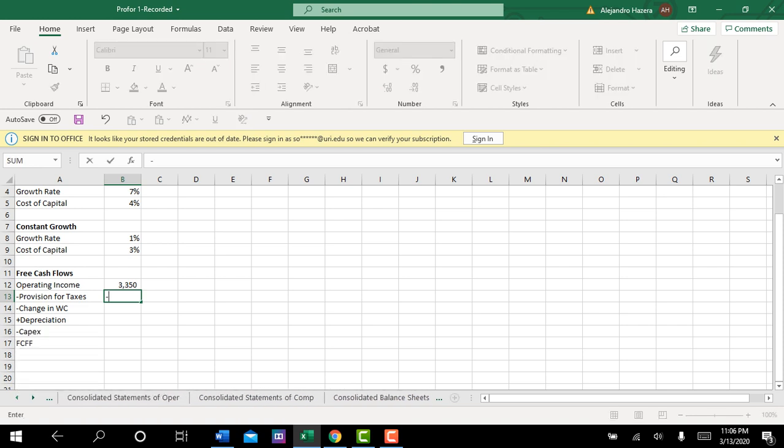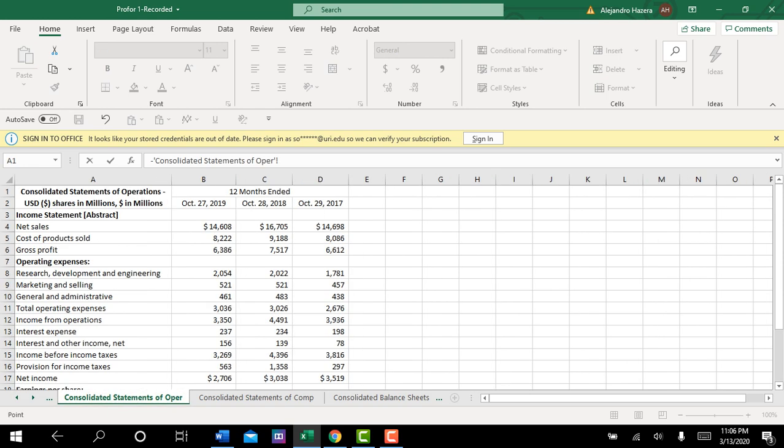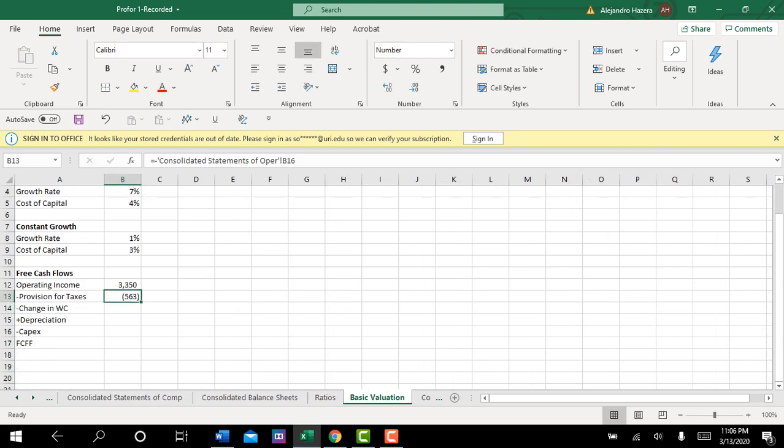This is very rudimentary, I can tell you. The provision for income taxes is right here, which is 563. So we'll take out the provision for income taxes. In a rough sense, that's your income before interest but after taxes. We're assuming the taxes are on a cash flow basis. We'll leave that assumption aside.